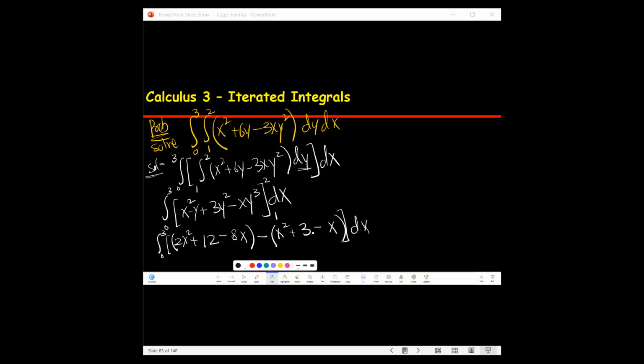Okay, let's simplify this term if we can. There's a lot of opportunity to simplify. So 2x squared minus 2x. 2x squared minus x squared is going to be x squared. Then 8x minus 8x, and then plus x is going to be 7x with a minus sign. Then plus 12 minus 3 is 9. Okay.